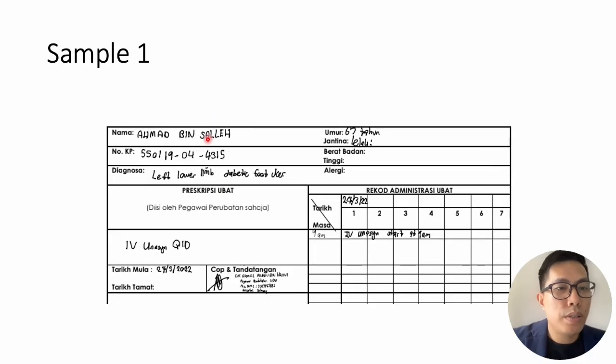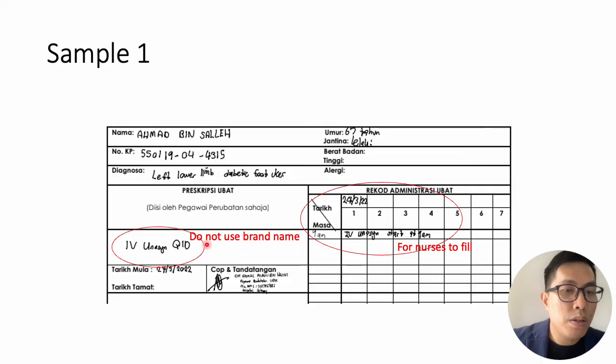So this is a sample by a student. The name was written, the IC was written, the details were written except for height and weight and allergy. If you have this information, you should write down. And then he included IV Unicin, and then there's a writing over here that should not be there. This is wrong because you are not supposed to use brand names.